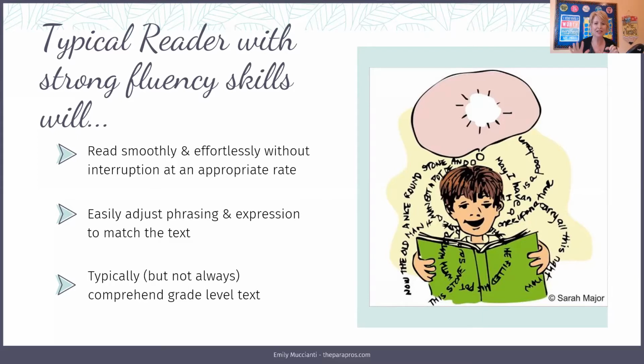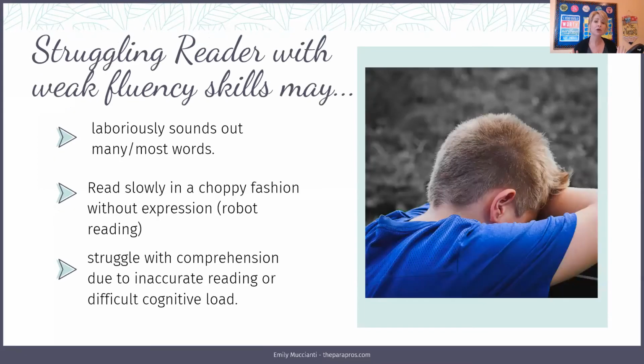Now, sometimes we've got other issues that we have to jump into, but typically they're going to have some strong comprehension skills. So on the flip side of that, what do our struggling readers look like in regards to fluency? And this one just hurts my heart. Students that struggle with fluency are going to laboriously sound out so many words, maybe even words they really know, but their reading is going to become slow and choppy. It will have no expression at times, and this is sometimes what we call robot reading.